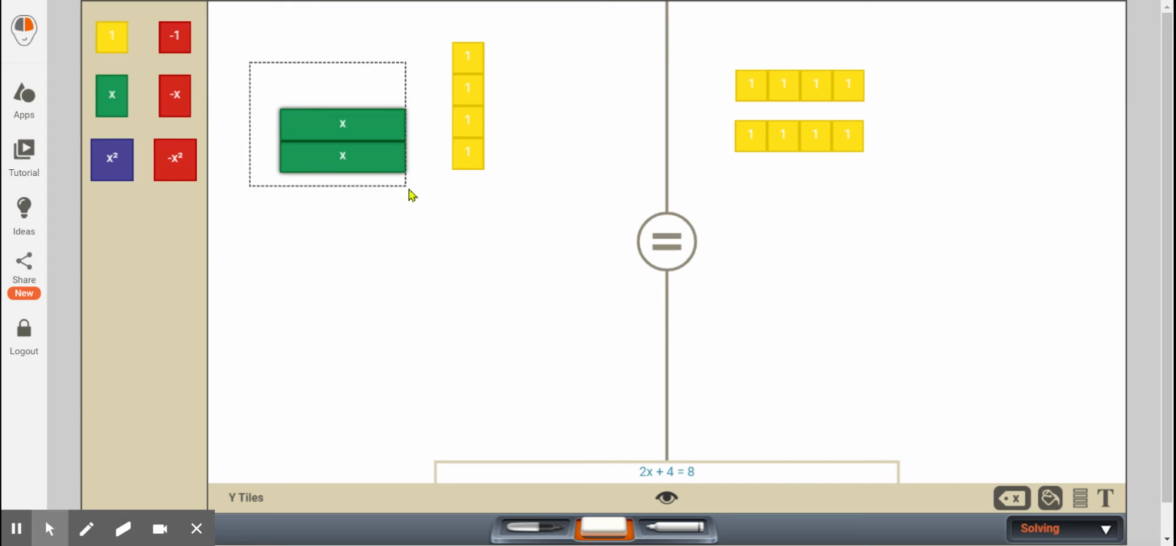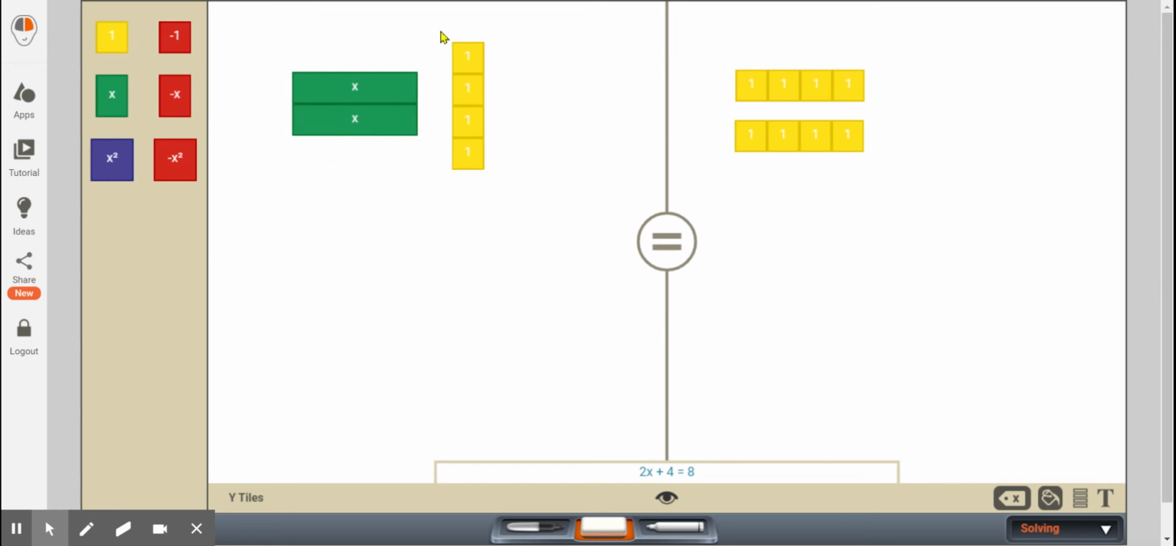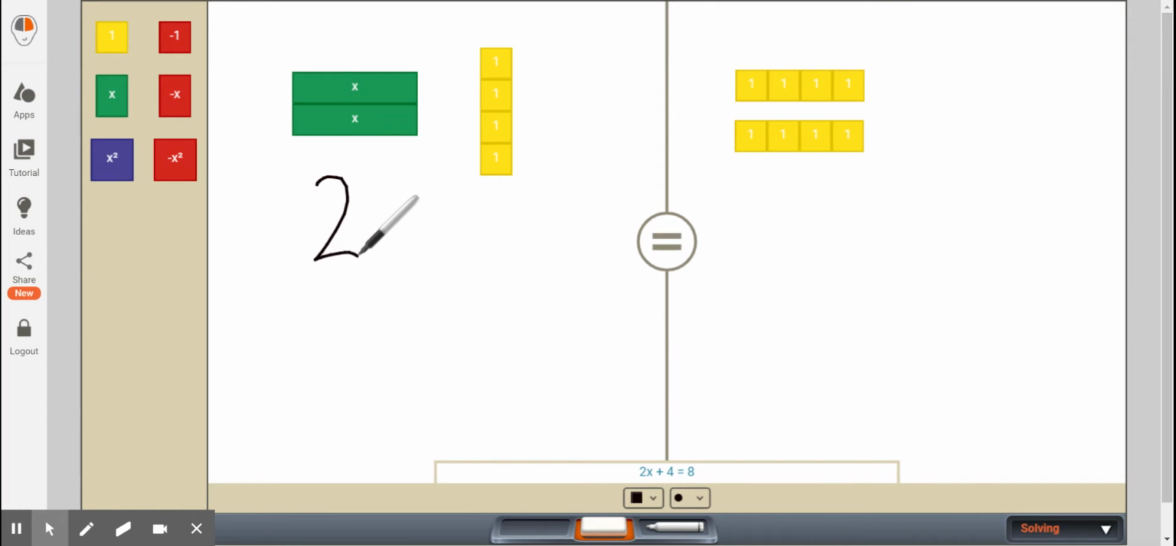Okay, so now we're going to get into the writing the equation part of the models. So now that we're familiar with this, you can use the marker. So on the left, we have two variables, and the variable is x, so we're going to call that 2x. And then we have plus 1, 2, 3, 4. Since they're positive, we're going to write that as plus 4. And then on the right hand side, we're going to have 8.